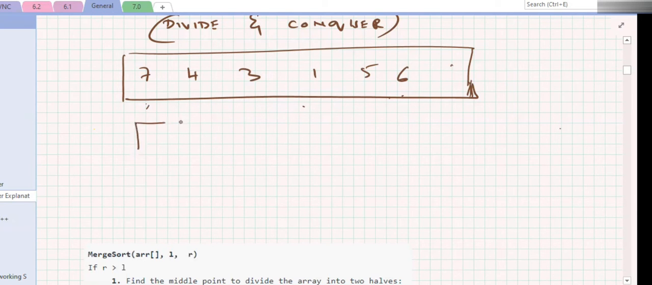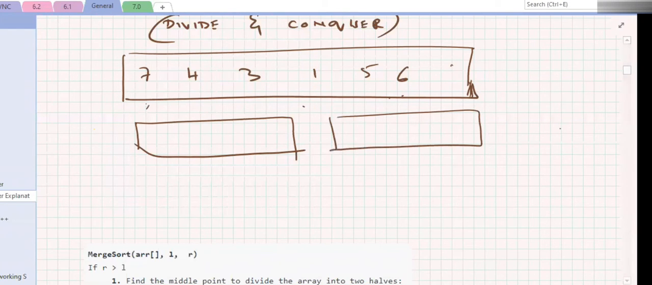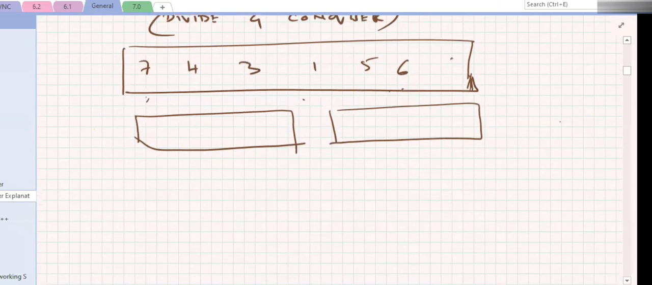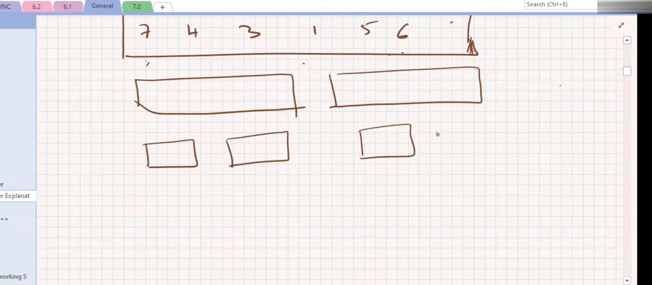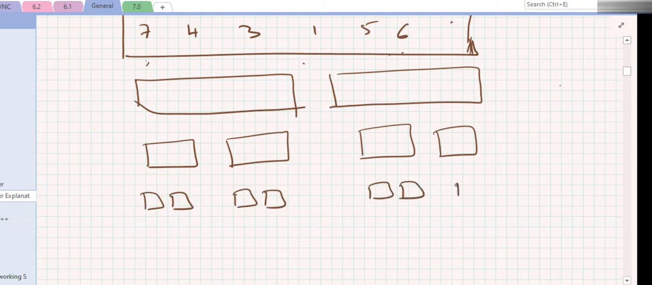What you can do is divide them into smaller problems, and keep dividing until you can no longer divide. Keep dividing into smaller problems. You can still further divide this, until you cannot divide any further. These are all independent units. In our case, these numbers would eventually be divided.